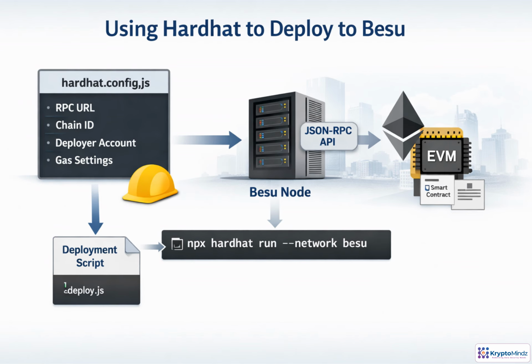Hardhat can treat Besu like any Ethereum network because Besu exposes JSON-RPC and runs the EVM. The key is the custom network entry in Hardhat's config.js. Point it to the Besu RPC URL, set the correct chain ID, provide the deployer key, and tune gas if needed. Your deployment script stays repeatable. Then run npx hardhat run --network besu, and Hardhat signs the transaction and sends it to the Besu node.